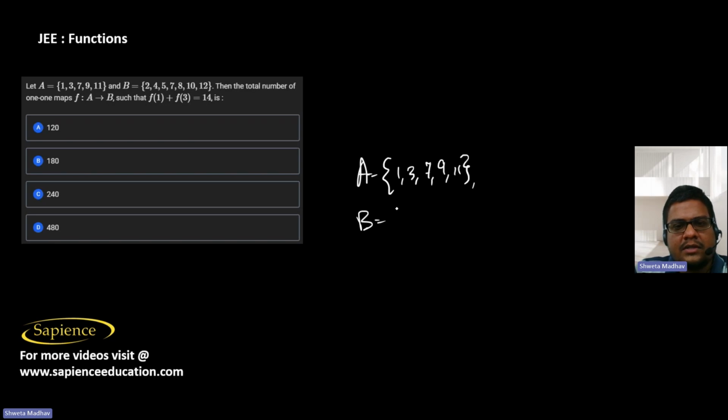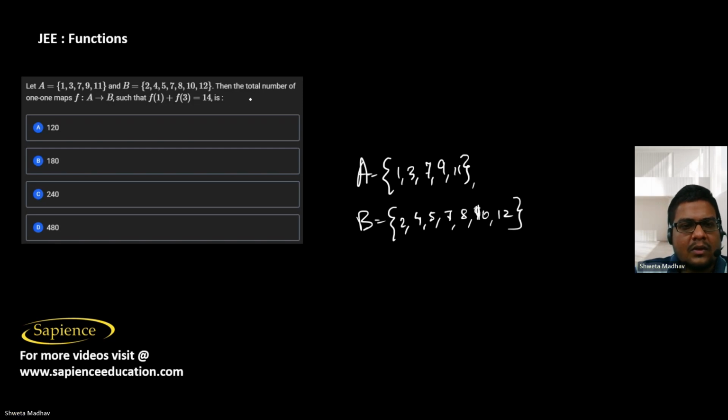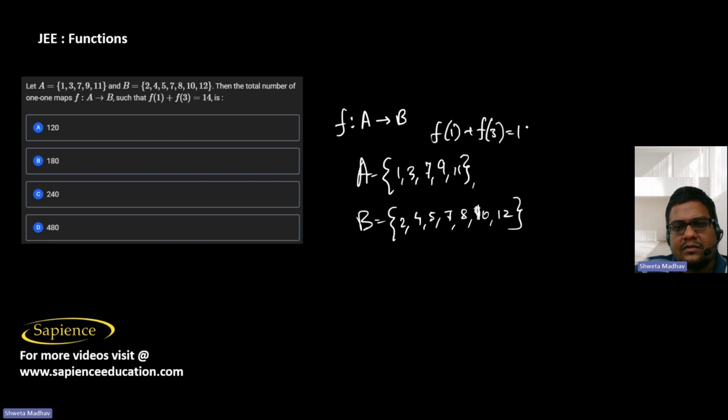Then here it is told, let A be the set 1 3 7 9 11, and B is the set 2 4 7 5 7 8 8 10 11 8 10 12. Now the total number of 1 1 maps f which maps from A to B, such that f of 1 plus f of 3 is equal to 14, is?